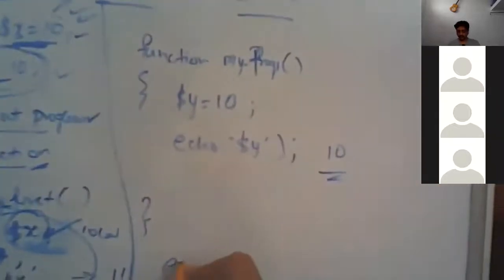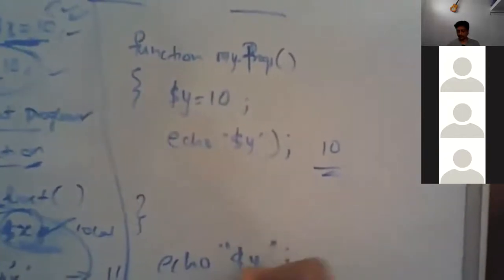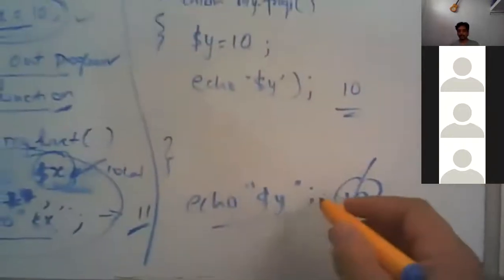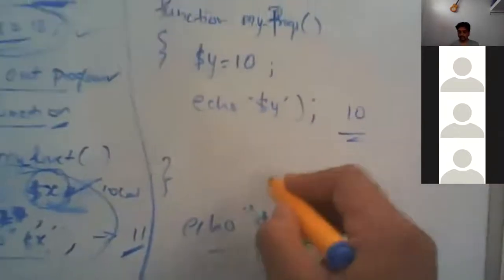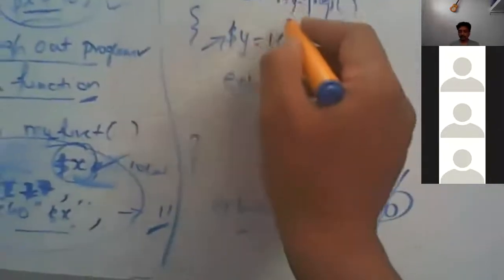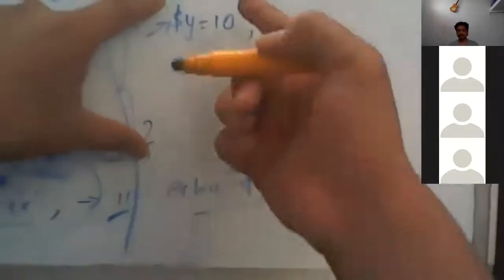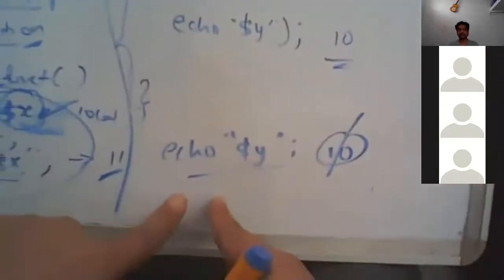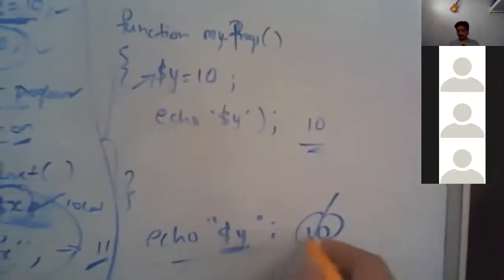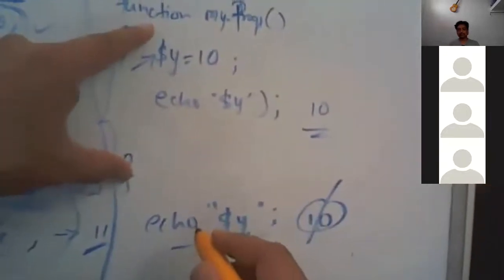Outside this function, if I use the same statement echo $y, it will not print 10. 10 will not be printed because the scope of the variable $y lies within this function. The value of y cannot come outside this function. So it will not print any value for y, because the y value will be 10 only within this function.